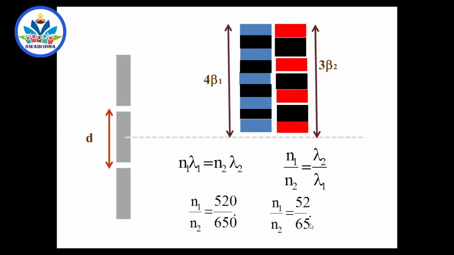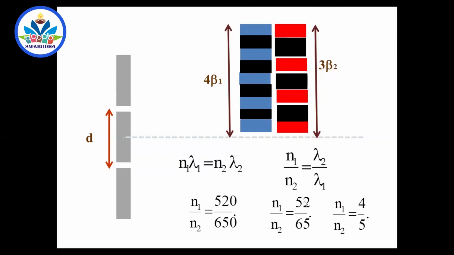It is not 52nd and 65th because I can divide it by 13. This is the minimum possible division, right? And later on it becomes a fraction. Fraction has no meaning because you have to exactly identify which numbered fringe. It is the 4th fringe of 650 nanometer and 5th fringe of 520 nanometer.